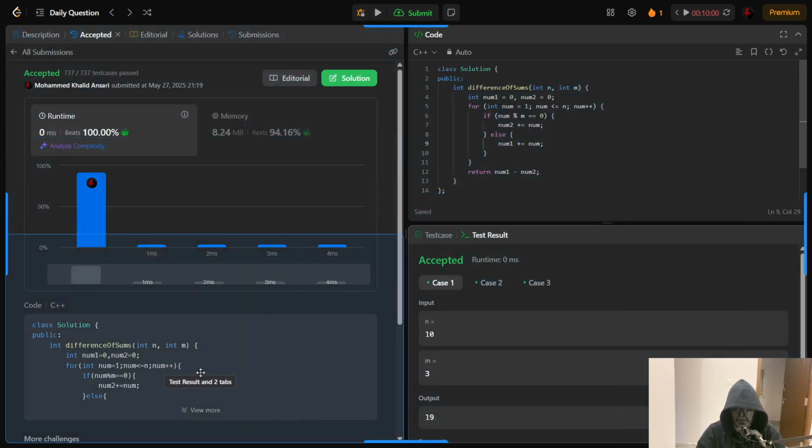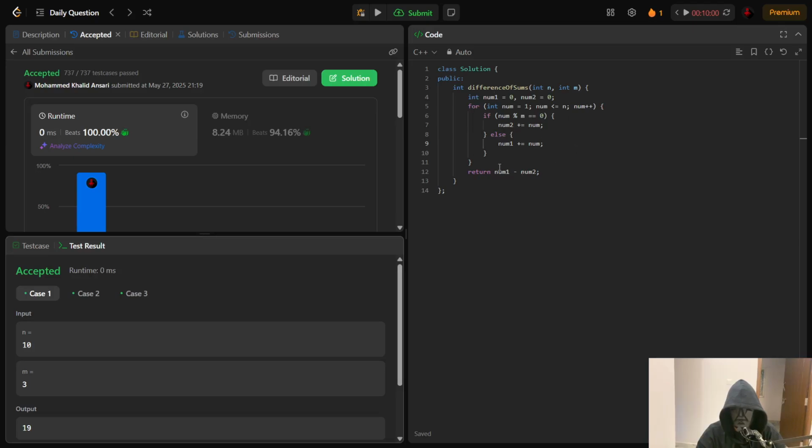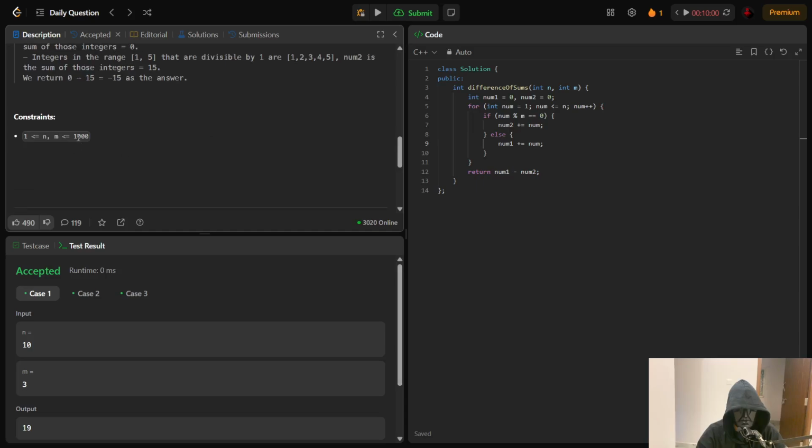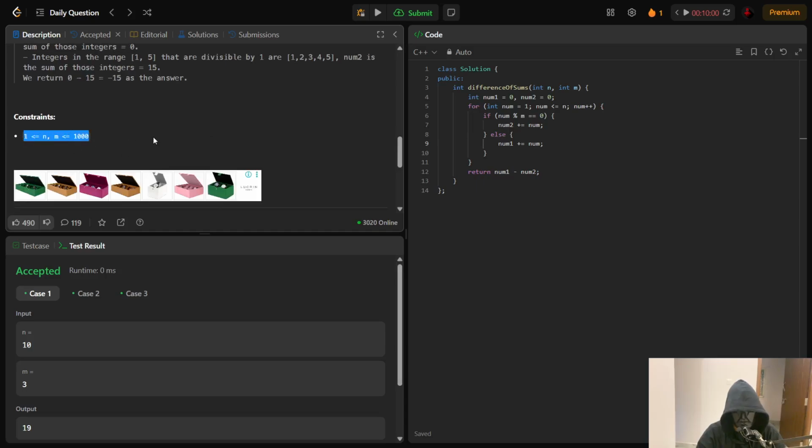Let's analyze the time complexity of this algorithm. They have given n and m in the range from 1 to 1000. The loop runs from 1 to n, so the time complexity is O of n. For space complexity, we are not using any extra space, just variables, so it is O of 1.